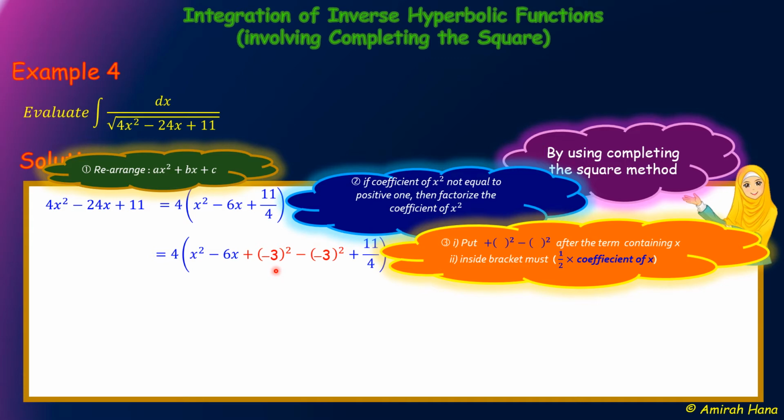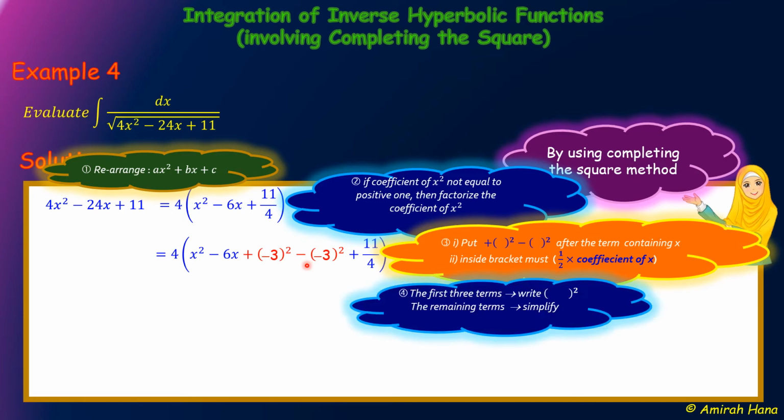What should we put inside the bracket? Inside the bracket squared, we must put half times coefficient of x. The coefficient of x is negative 6 here. So half times negative 6, we get negative 3 here. And after that, the first three terms we need to write into the form of bracket squared. And the remaining term we simplify.